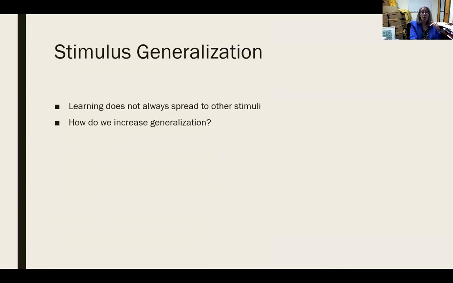Now, learning doesn't always spread to other stimuli. So it did, like in Little Albert's case, and in the example of talking, but how could we make it more likely for it to spread? If you want this behavior that's learned, so maybe you have a 5-year-old and you notice that they're reading a book and they seem to be interested in reading this particular book. Maybe it's a Cat in the Hat book, or the book Cat in the Hat. Let's say you want to increase generalization. You want them to start reading other books too. What are some things you could do?